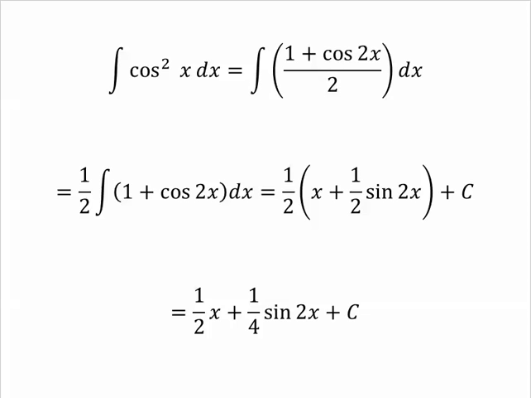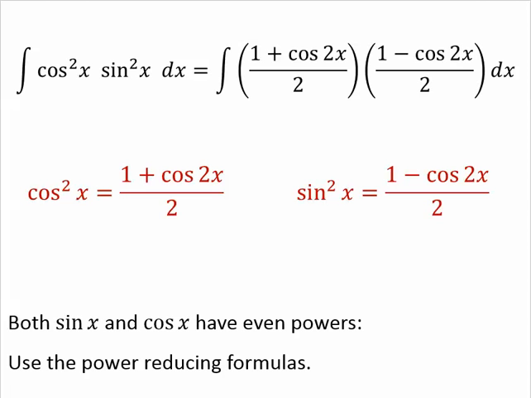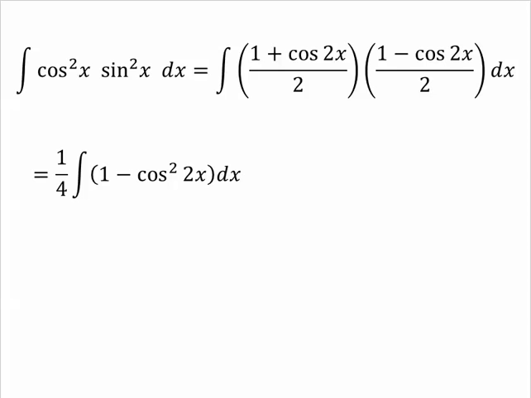Let's do another example. Now here I have a product involving cosine and sine, and they're both to an even power. So again, I'm going to use power reducing formulas. There's a power reducing formula for cosine squared, and there's another power reducing formula for sine squared. Next, I'm going to multiply these two things together, and when the dust settles, this is what I get.